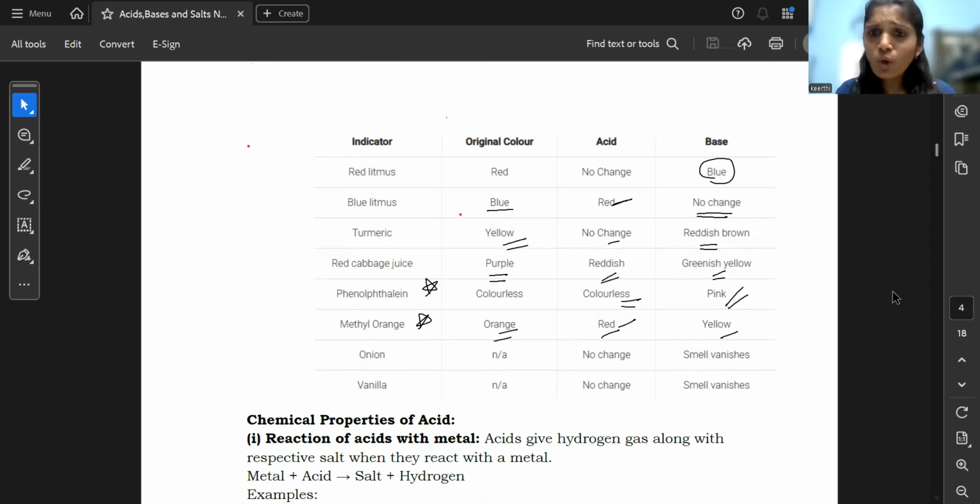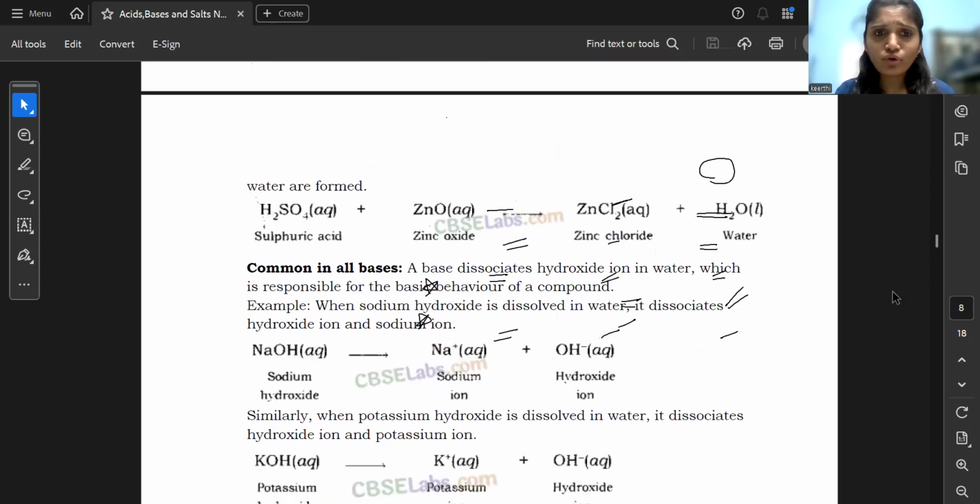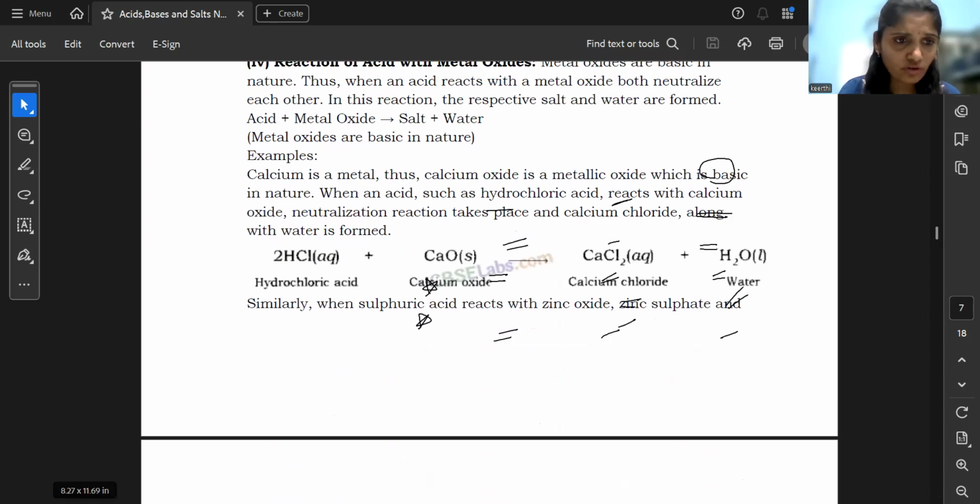Clear? Okay, now let us go down and study. Okay, let me take out the drawing so that it doesn't disturb your view. Clear? Okay, what are we doing next?